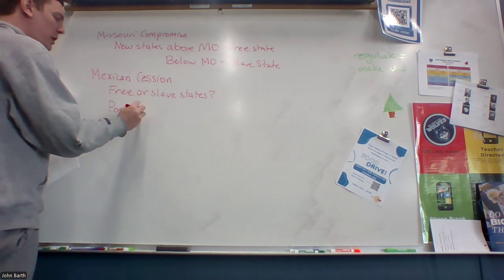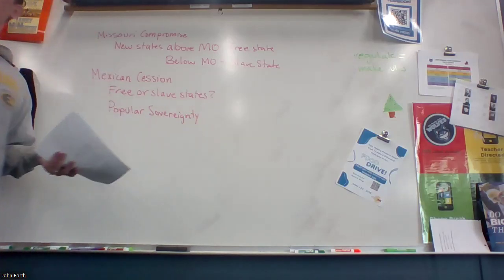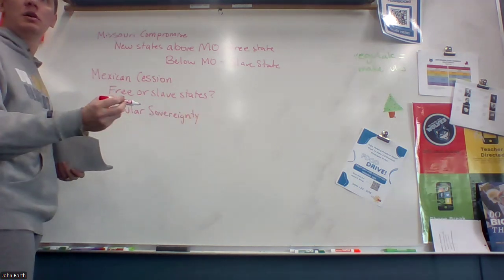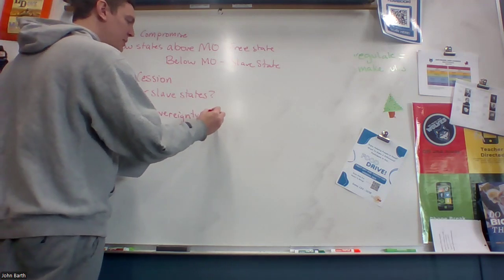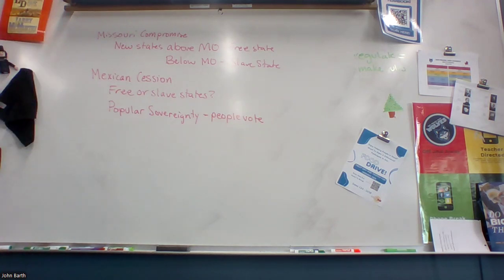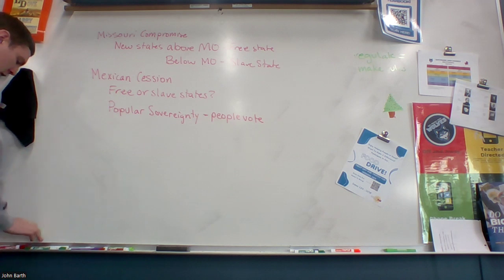Popular sovereignty, right? Whenever we see or hear Stephen Douglas, we think popular sovereignty. Popular sovereignty means what? States get to vote for themselves. The people vote in a state. Okay, specifically, this means people are voting on the issue of slavery. And so some said, oh, okay, let's make this land open to slavery. Some people said, no, let's let people vote on it. Okay. Now, ultimately, they're going to come to a compromise again.